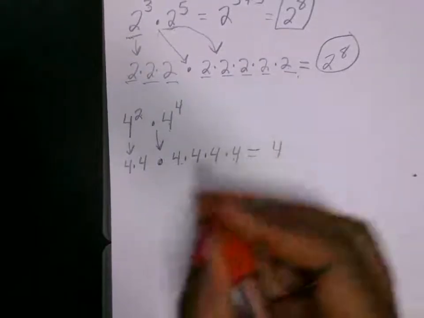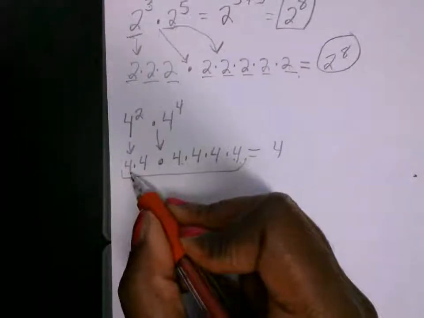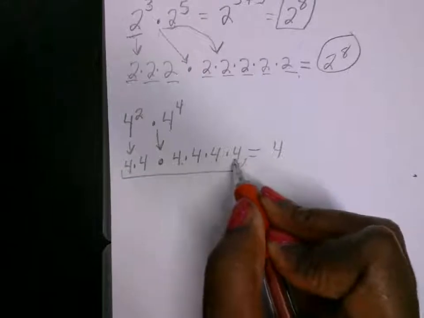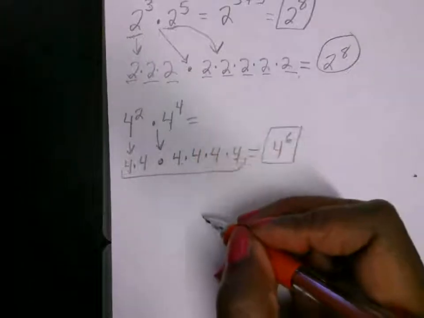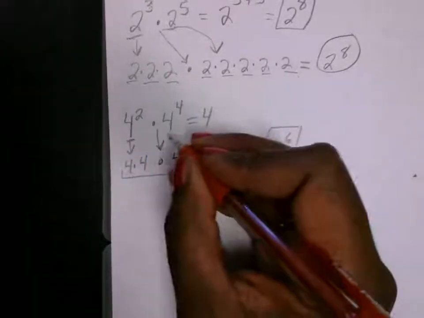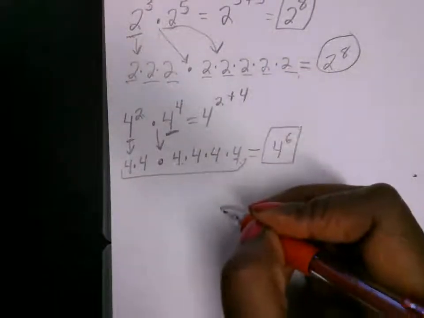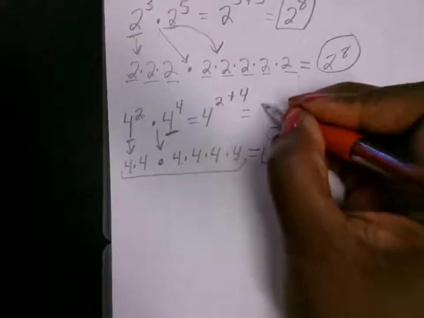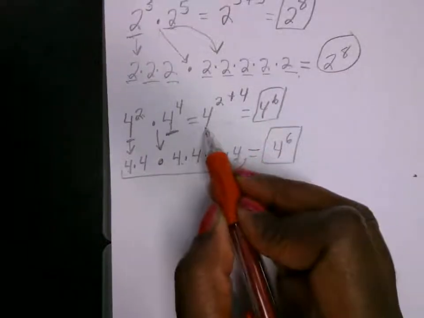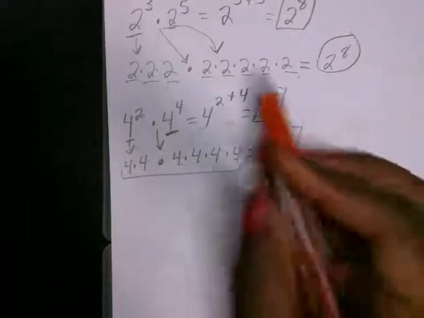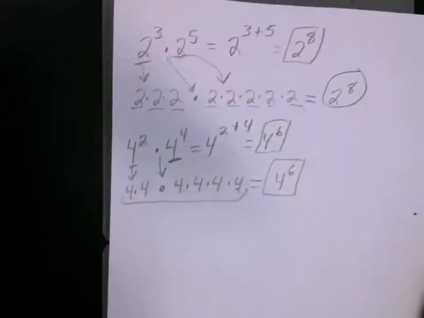How many times is 4, the base 4, being multiplied in all? How many times is this? 6. Very good, Abby. 1, 2, 3, 4, 5, 6. So my answer is 4 to the 6th power. A short way of doing this is to say the base 4 is being multiplied 2 times here plus 4 times here. So my answer is going to be 2 plus 4, which is 4 to the 6th power. This is the shortcut way of doing this. You cannot do what I'm doing here if these bases are not alike. The bases must be alike in order for you to add the exponents.